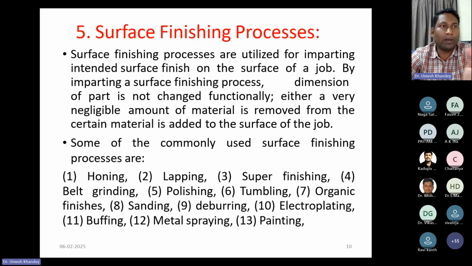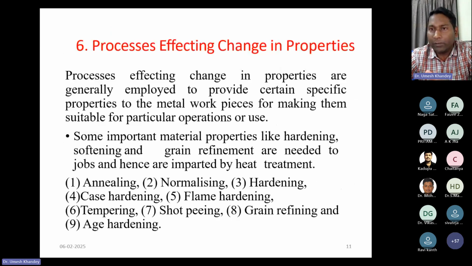Either you apply some kind of agent to give a smoother surface, which ultimately gives you lower surface roughness values. Some of the commonly used surface finishing processes are honing, lapping, superfinishing, polishing, crumbling. Organic finishes are there, where you apply an organic chemical to improve the surface. Sanding, deburring, electroplating is also available, buffing, metal spraying, painting. All these are examples of surface finishing processes.